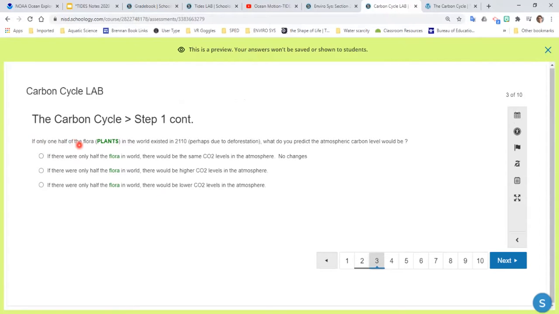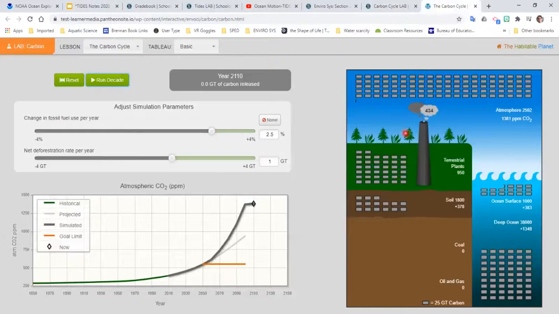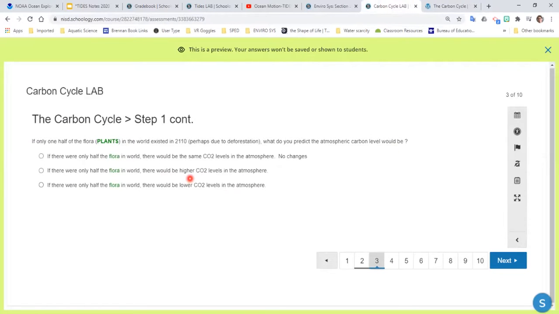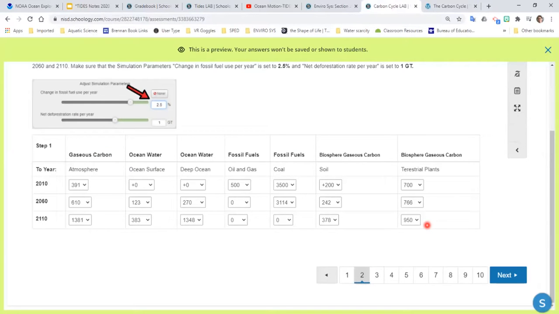All right. So if only 1/2 of the plants existed, so let's say we took away a lot of the plants. So we didn't have the plants absorbing the carbon like they are here. What's going to happen? If we have 1/2 of the plants out there, would the CO2 levels be the same? No changes? Would there be higher CO2 or lower CO2? If we come back here, it looks like plants have taken up 950 parts per million of the carbon dioxide. If we have 1/2 the plants, is it going to be able to keep the same amount?